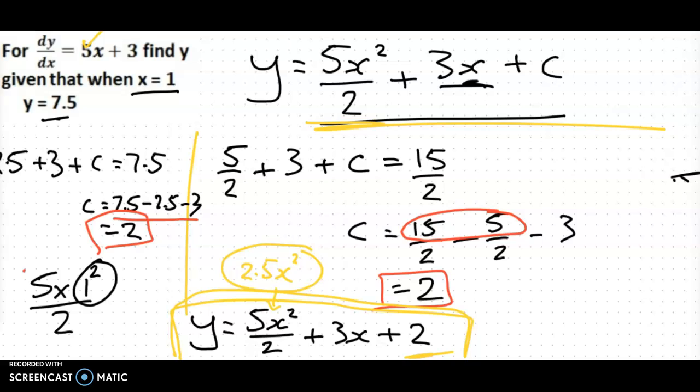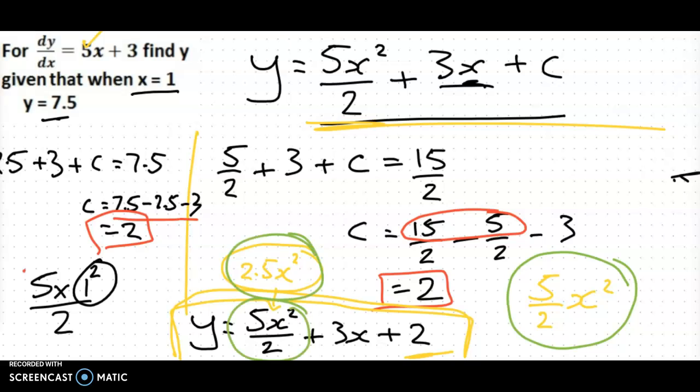Decimals, fractions, the same. And then, of course, as well, you could also write 5 over 2 times x squared. All of those are exactly the same, yeah? 5 halves times x squared, 5x squared over 2, or 2.5x squared. They are all the same, okay? Anyway, and so again, there's our final answer. If we put the graph on Desmos and stuff, we'd see that it would only go through this point here.